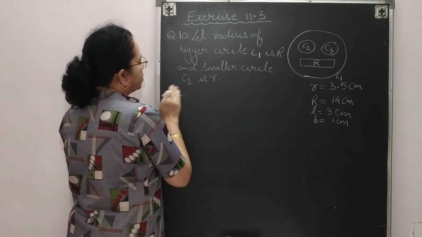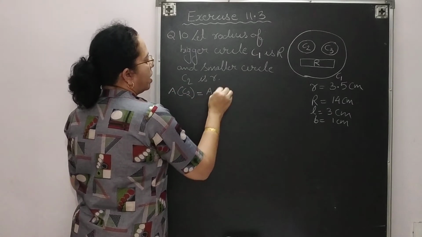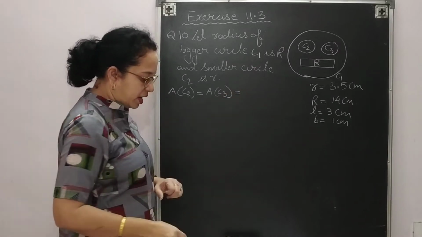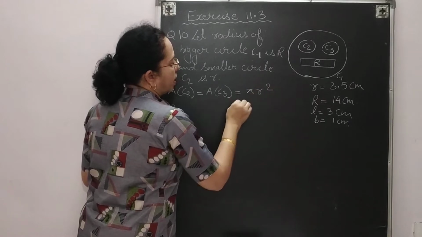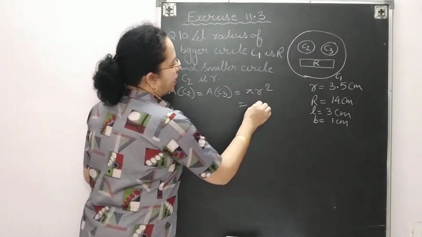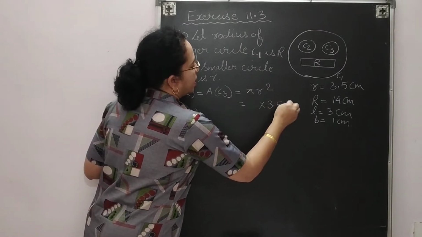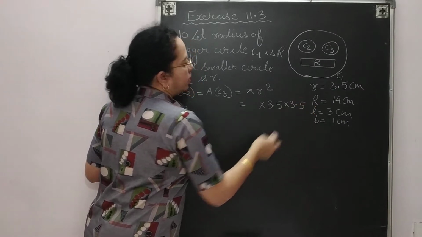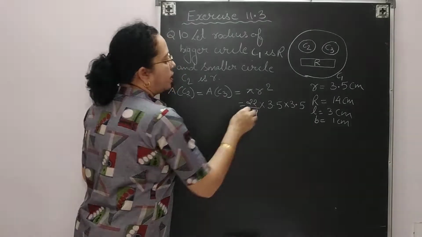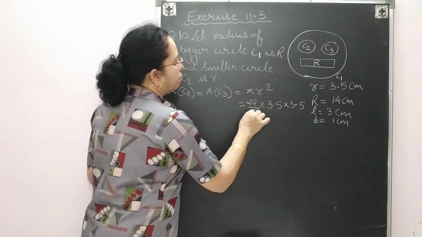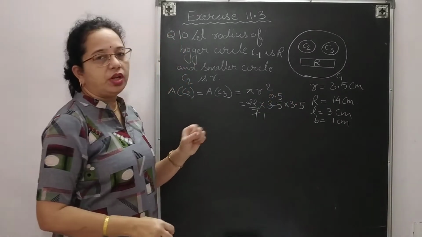So area of C2 is equal to area of C3. These two areas will be the same. What is the area of a circle? That is pi r square. Substitute the values. Don't write down pi just now. Value of r is 3.5. Once again you can write down 3.5. This 3.5 is divisible by 7, so the value of pi you can write down as 22 by 7. Cut the number 7: 1 times 7 is 7, and 7 times 0.5 gives 3.5.